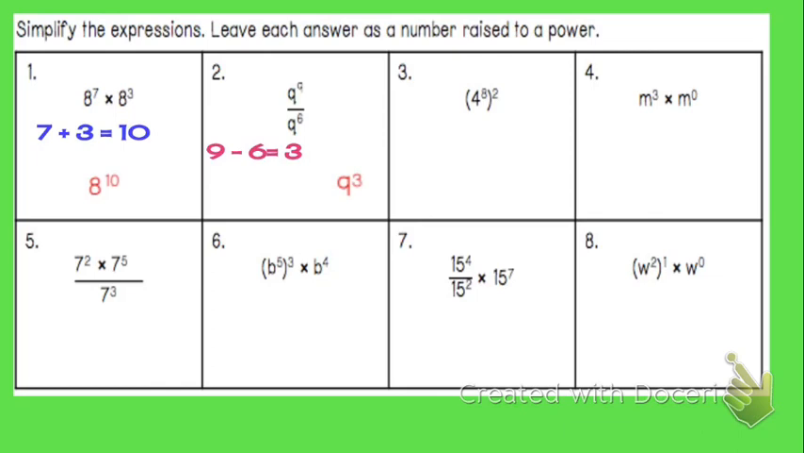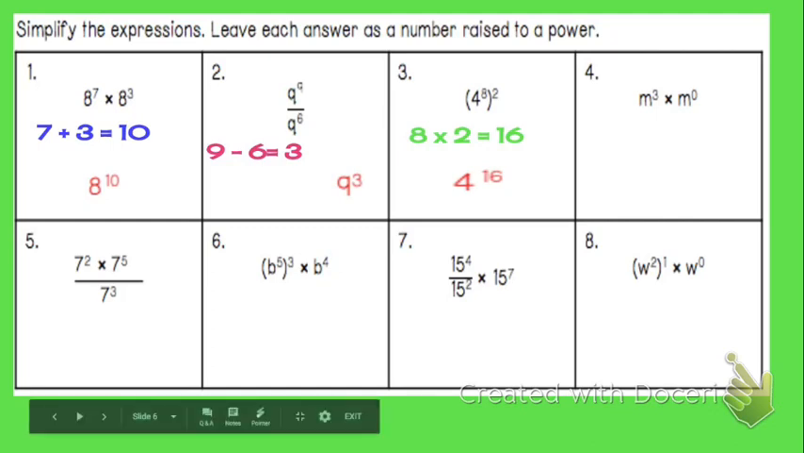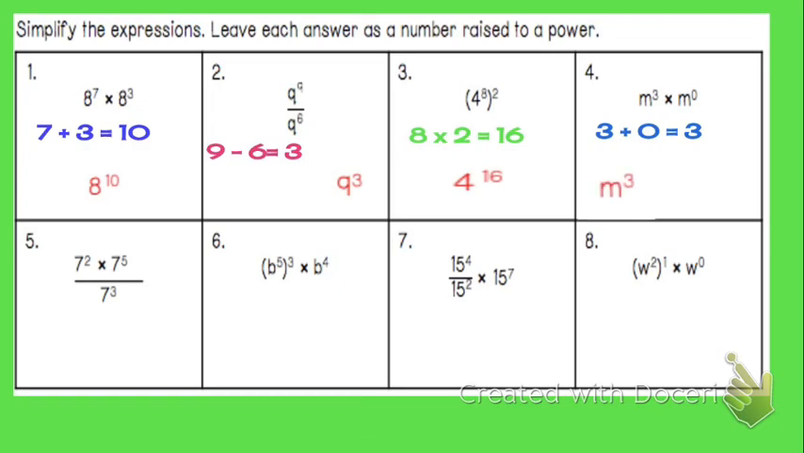Number 3 says 4 to the 8th power, cubed. Or squared, I'm sorry. So 8 times 2 is going to give us 16. So we're going to end up with 4 to the 16th power. Number 4, we have two bases that are the same being multiplied. So we're going to add those exponents. And we're going to end up with 3 plus 0. And that's going to give us m cubed.